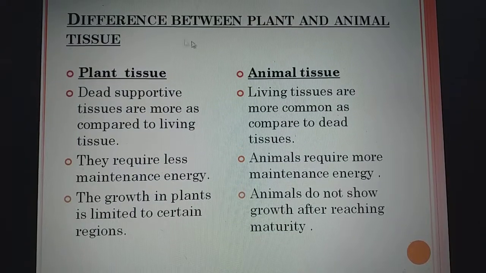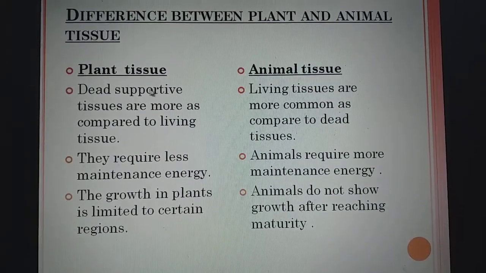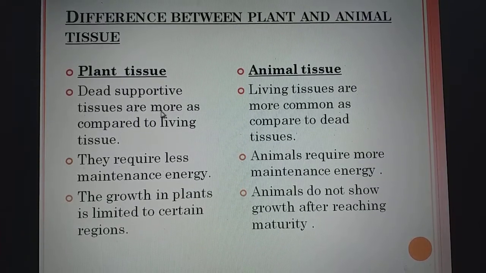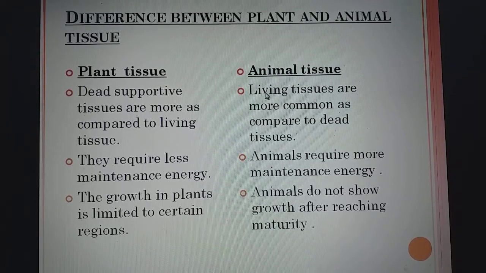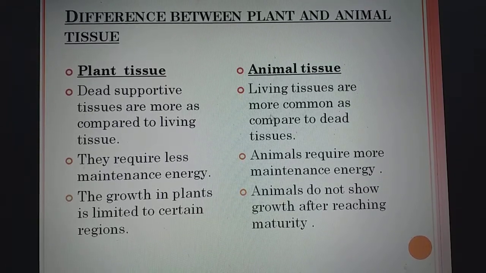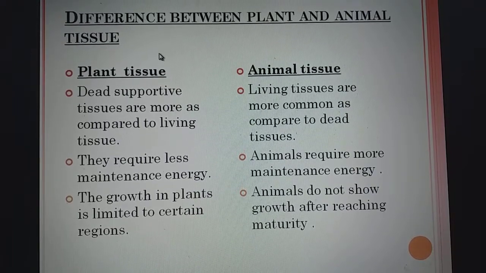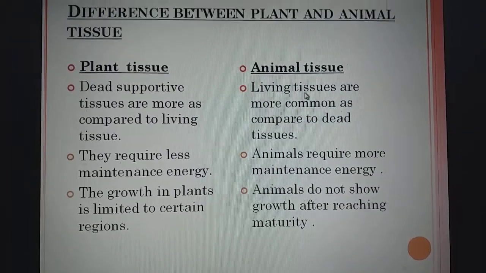Now, the difference between plant and animal tissue. Plant tissues comprise dead supportive tissues. So in plants these dead supportive tissues are more as compared to living tissues, whereas in animals, living tissues are more as compared to dead tissues. Now what is the reason behind it? That plants have more dead tissues whereas animals have more living tissues.